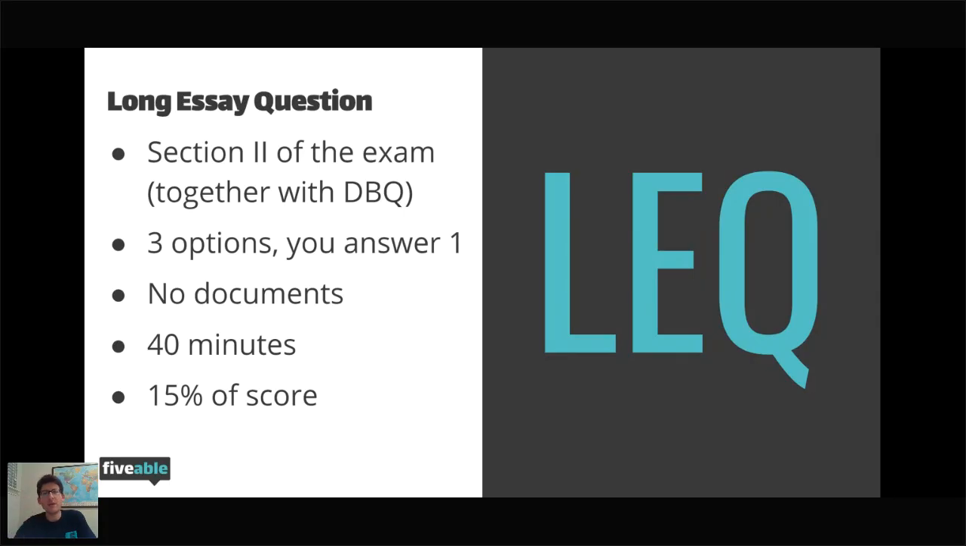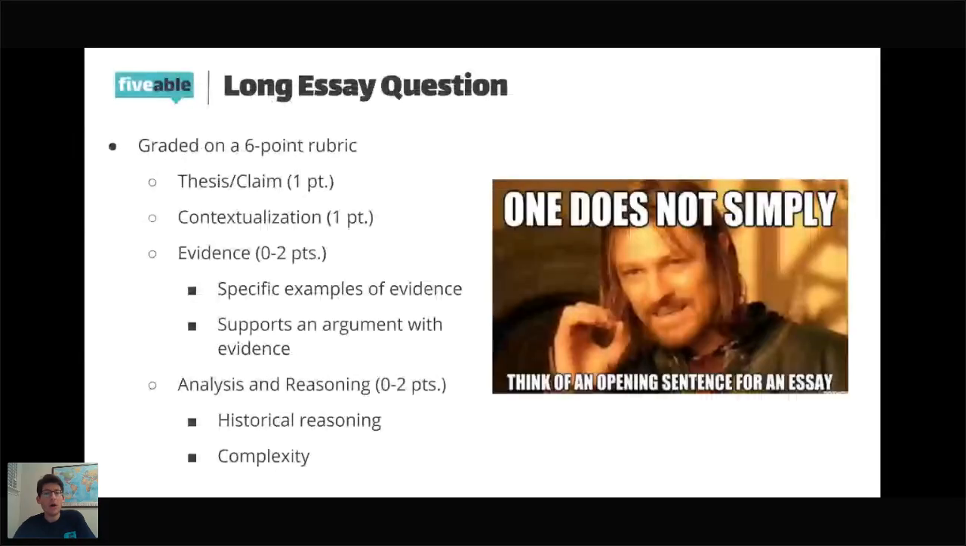But they give you a choice. There are 3 options to the LEQ, and you get to choose from those 3 options. And you only have to answer one of the questions. Again, no bonus for going overboard. You don't get extra points for answering the hard question. Simply put, choose the one that you know best. It's 15% of the score overall, and it is graded out of 7 points with a 6-point rubric.